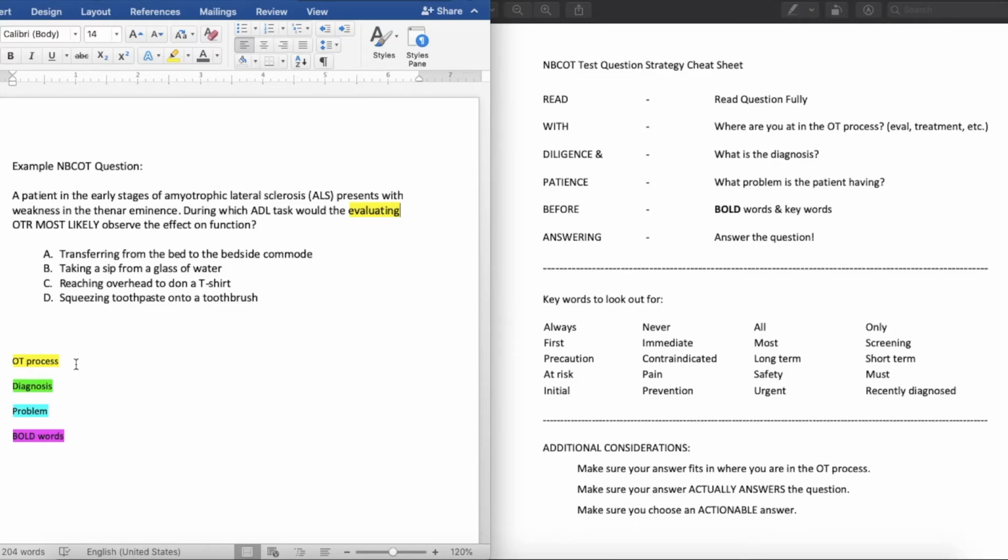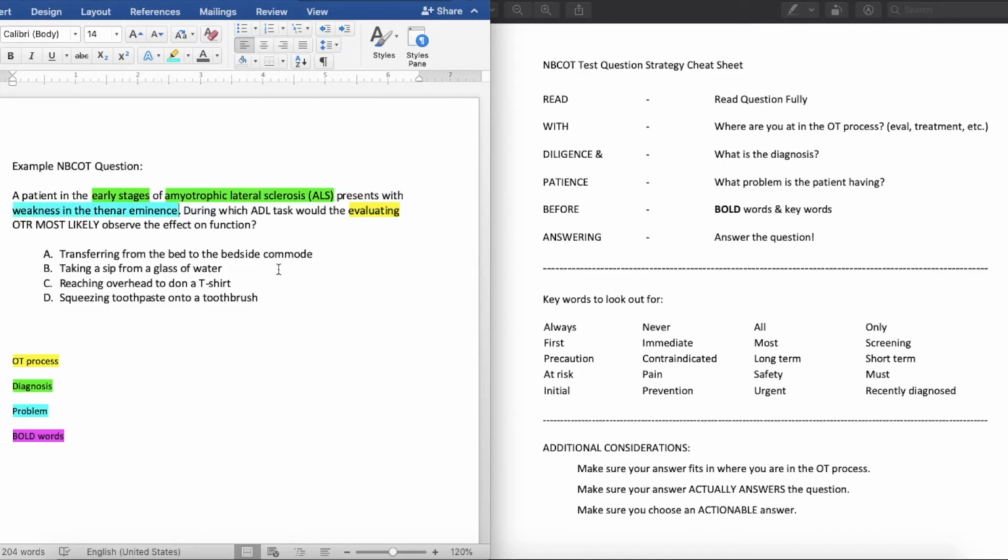Now what's our diagnosis? Our diagnosis is ALS, okay? And what we know about that is that we're in the early stages of ALS. Those are key things to note so that you can formulate a good idea of what this patient looks like. What is the problem? In reading through the question, we know that the problem the patient has is having some weakness in the thenar eminence.